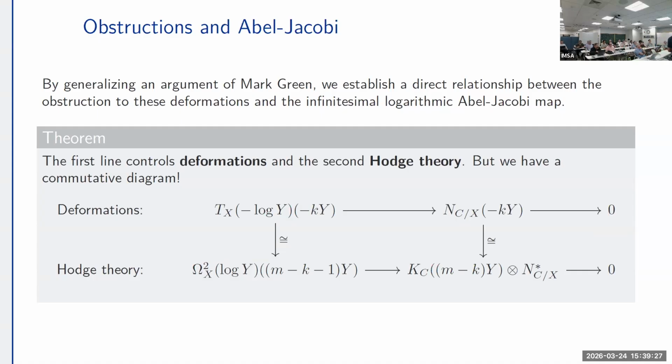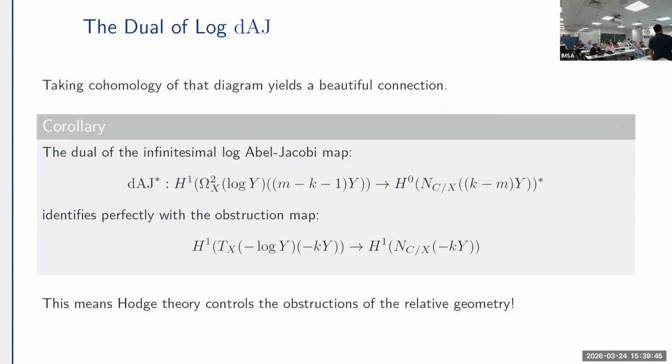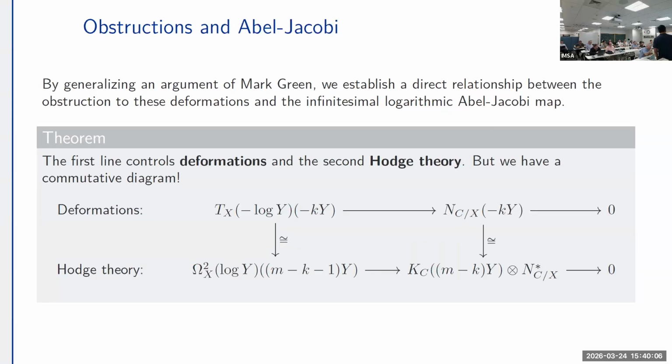Using the volume form, or using the Q-log Calabi-Yau definition, you will have, let's call it a volume form with higher order pole, that will induce isomorphisms between these things. I don't want to enter into the precise formulas of this. The important thing is that when you go into cohomology of this, it will give you the infinitesimal Abel-Jacobi maps for pairs that I was defining in the previous section. So you have a commutative diagram here. One is controlling deformations, and the other one is looking like Hodge theory.